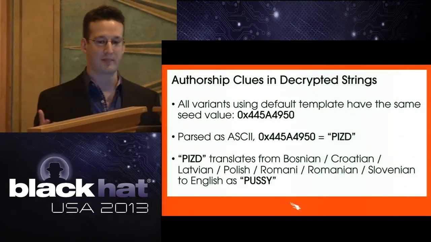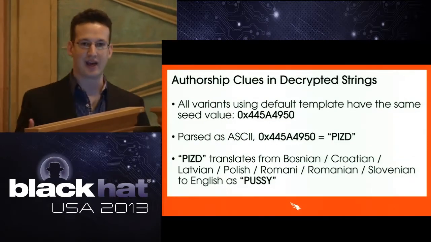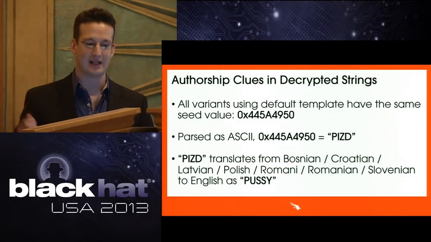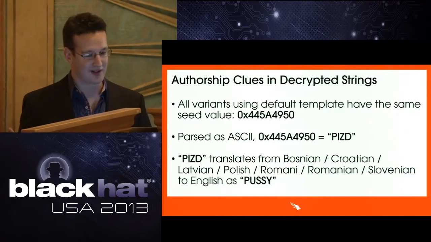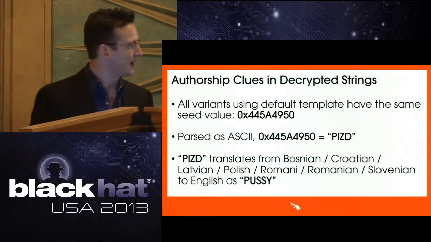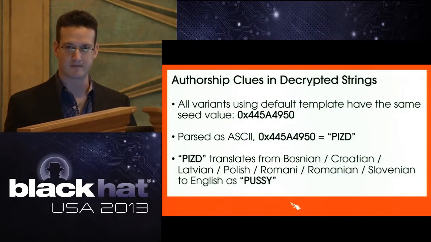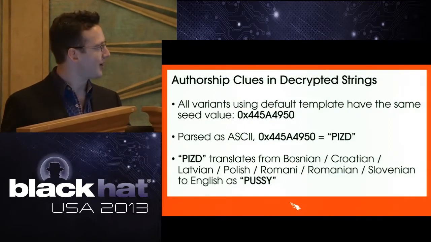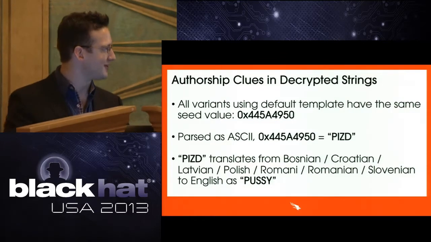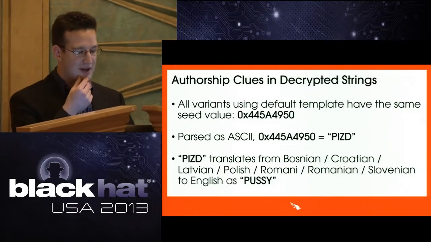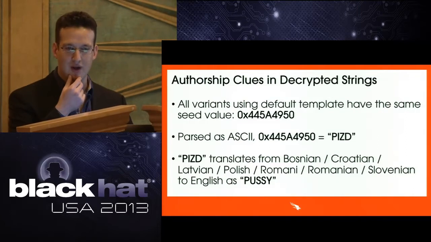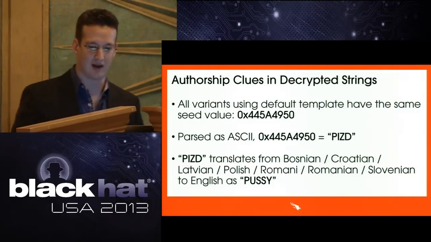They all use a seed value 445A4950. And if we try to parse that as ASCII, we get the word "peased". Now, "peased" is a relatively common word in Eastern Europe, and actually in many languages, it translates to a vulgar word for female genitalia. But we're not stuck at saying, well, maybe the author is Croatian, maybe he or she spoke Polish. There are more clues that we have.